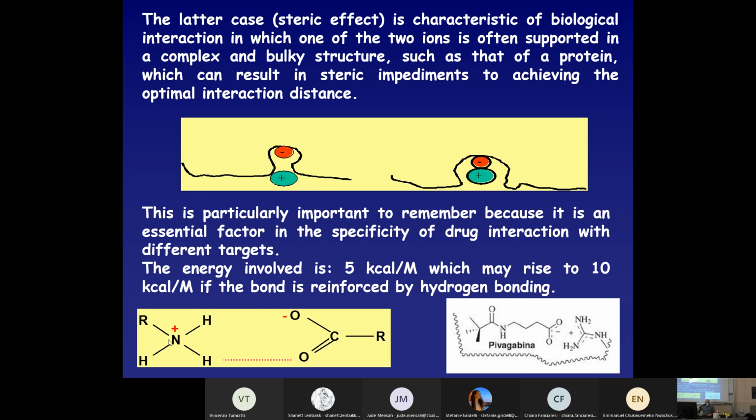Here you can see a classical example of a positive charge, a protonated nitrogen atom, interacting with a carboxylic residue. And in addition, you see there is also a hydrogen bond. So in this case, we have two different bonds together, an ionic bond together with a hydrogen bond, reinforced by the hydrogen bond.